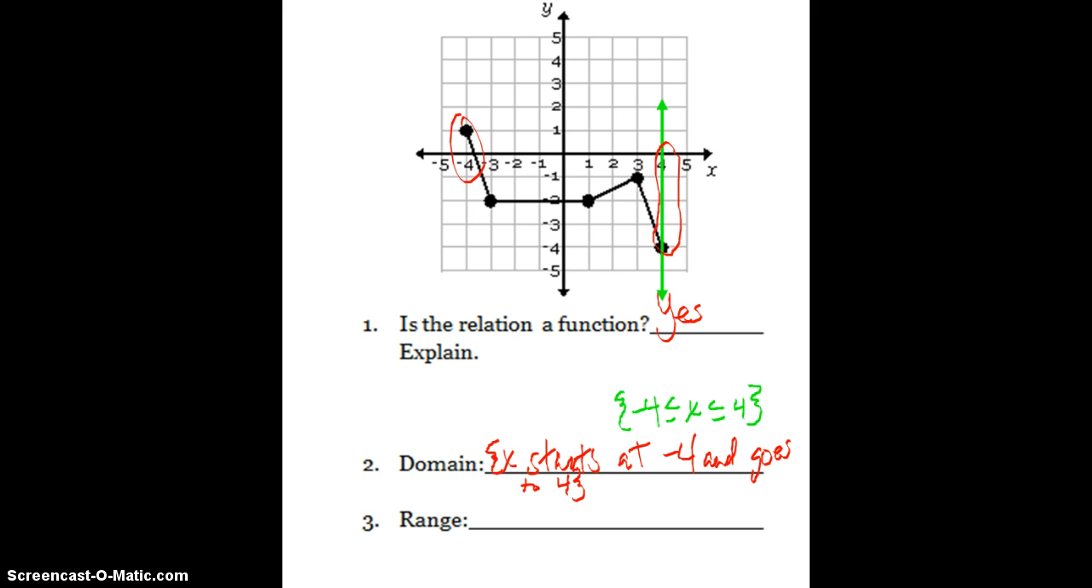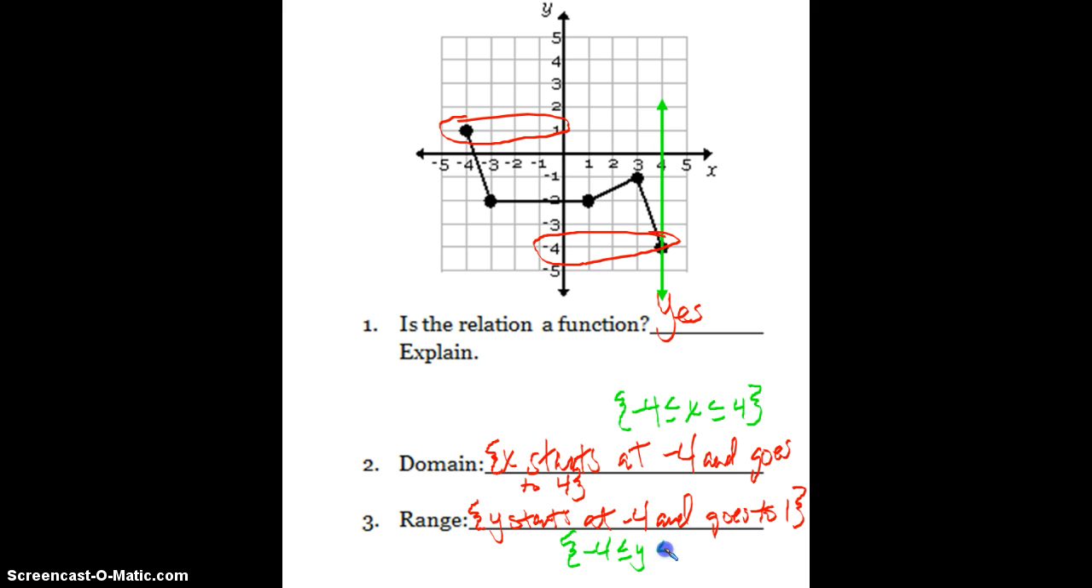Alright, now for range, the range, the output values, the y coordinates, notice we got a maximum here of 1 and a minimum of -4. So y starts at -4 and goes to 1. And again, in symbols, -4 is less than or equal to y, which is less than or equal to 1.